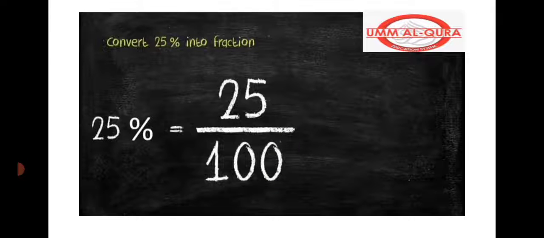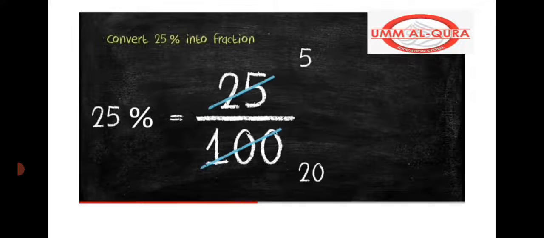Convert 25% into a fraction. This number is in percentage, so we will convert it into a fraction. So 25% is equal to 25 by 100. The value of percentage is 100 as a denominator. Now we will simplify it, because 25 and 100 are divisible by 5. We will divide and convert it into the lowest form.